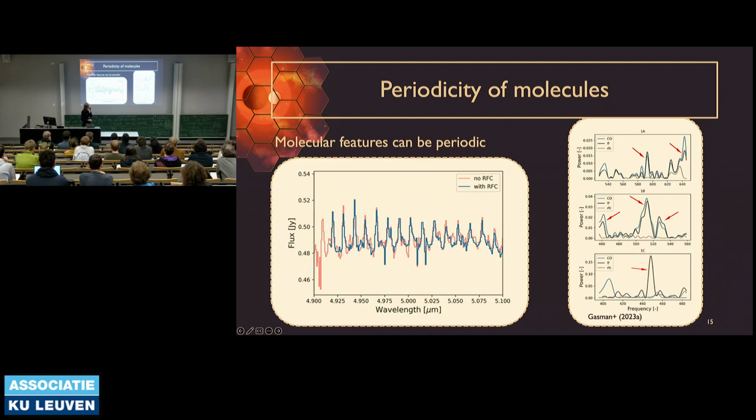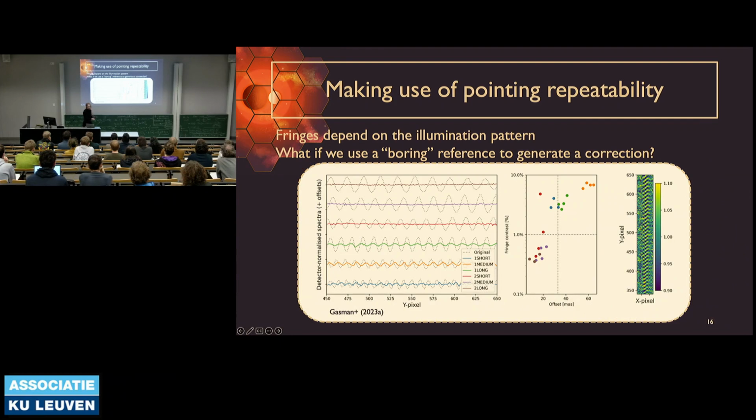So this brings me to a way to fix these kind of problems, specifically for unresolved sources, because unresolved sources are very repeatable. They look the same every single time. And fringes depend on the illumination pattern. So what if we use a kind of boring reference to extract the fringe pattern and divide them out? So you can see that over here. I've used a boring A star. You might find them interesting. I do not.